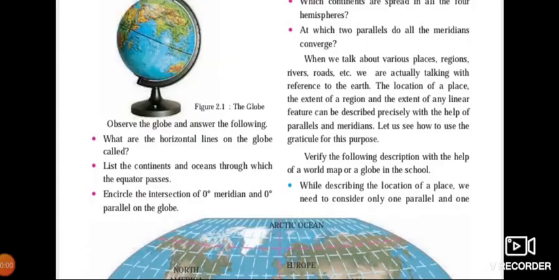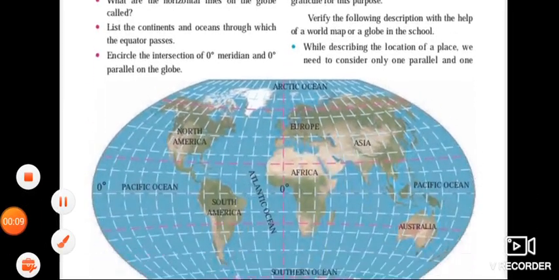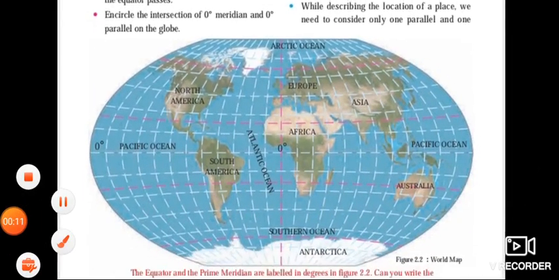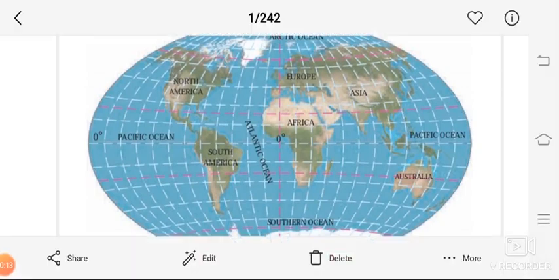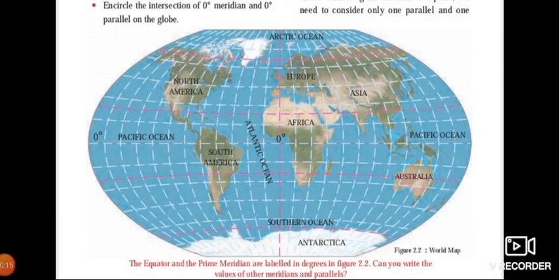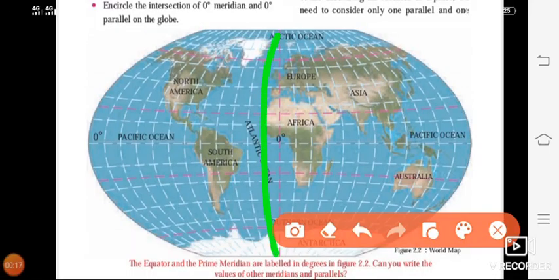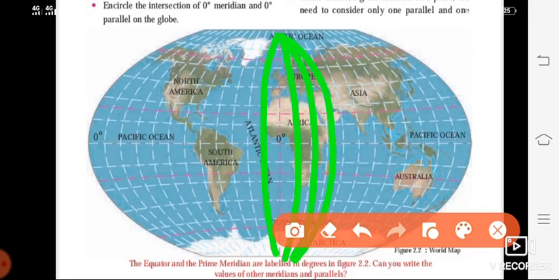Next. At which 2 parallels do the meridians converge? What are the meridians? Yes, imaginary vertical lines. Okay, so I will first show you what meridians are. So here these lines are meridians. Converge means where are they coming and joining, they are asking.